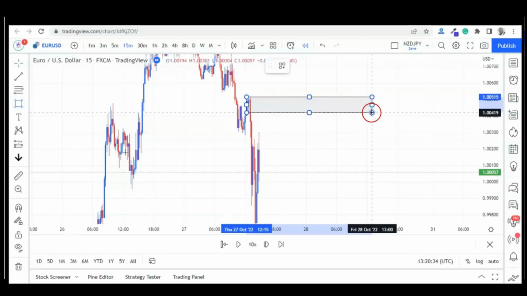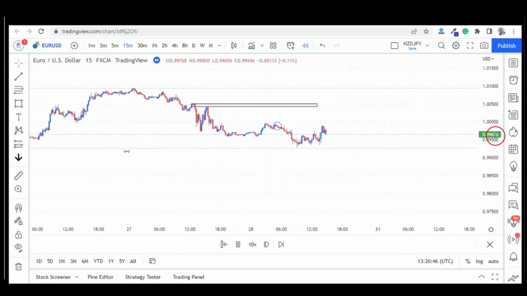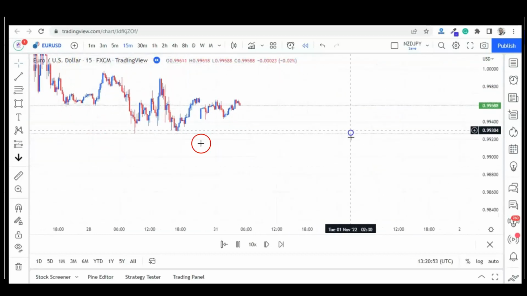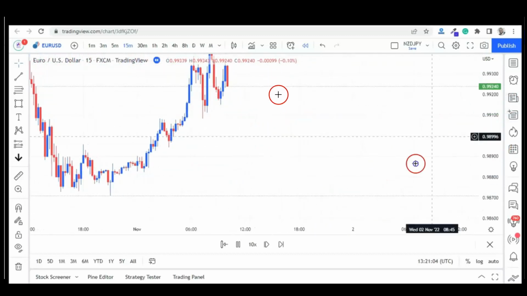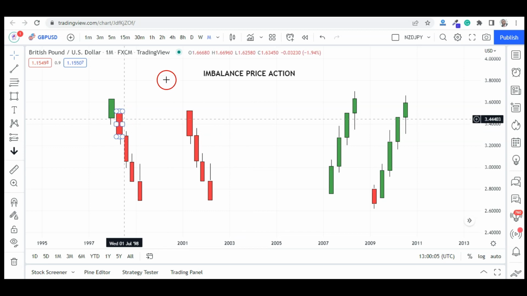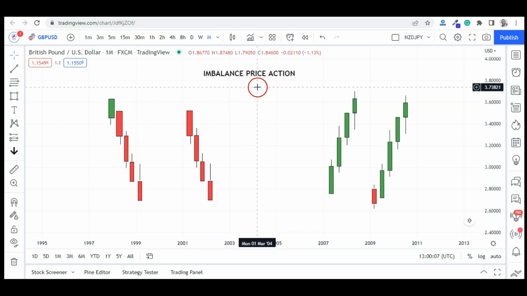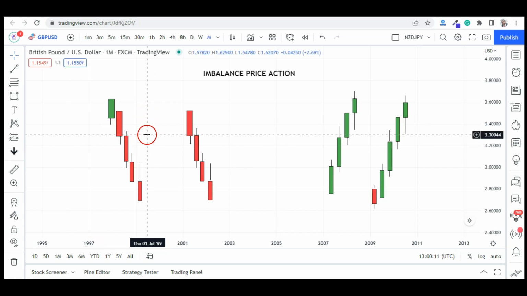In today's video, we will be looking at one of the most underrated POI when it comes to forex trading and smart money concepts, and that is imbalance price action. So, what is imbalance price action? Imbalance price action are simply candlesticks that fill up the fair value gap.